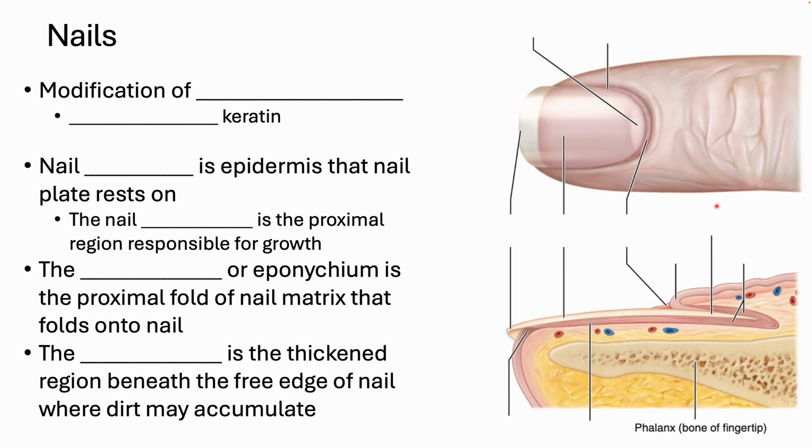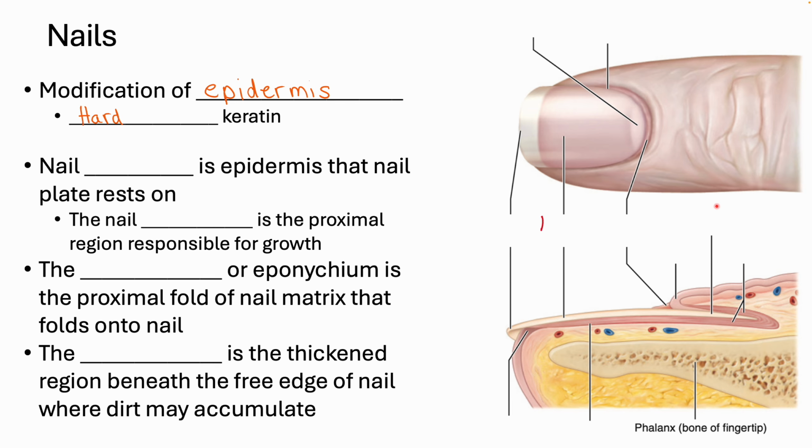All right, so the second type of appendage that we're going to talk about is going to be our nails. So this is, again, a modification of the epidermis and is going to consist of hard keratin, just like the hair. You have a clear protective covering that's on the dorsal surface of the distal part of your finger or toe.